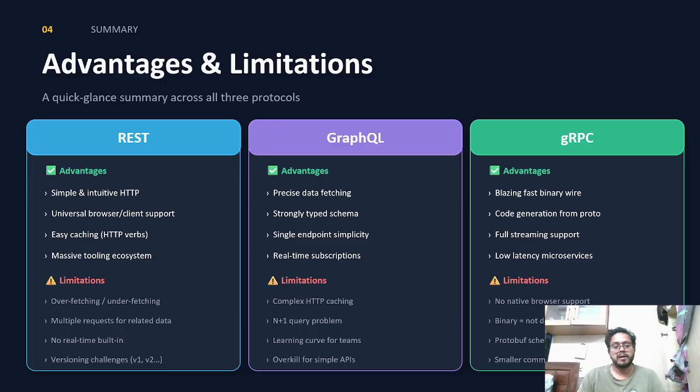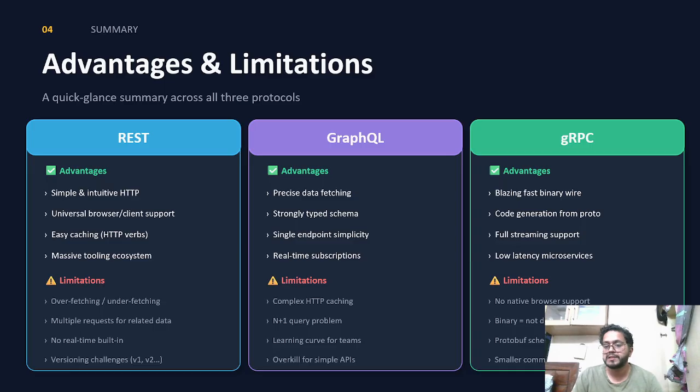REST: simple and intuitive HTTP, universal browser and client support, easy caching, massive tooling ecosystem. And coming to limitations: over-fetching and under-fetching, multiple requests for related data, no built-in real-time, versioning challenges, version 1, 2. GraphQL: precise data fetching, strongly typed schema, single endpoint simplicity, real-time subscriptions. Limitations: complex HTTP caching, N+1 query problems, learning curve for teams and overkill for simple APIs.